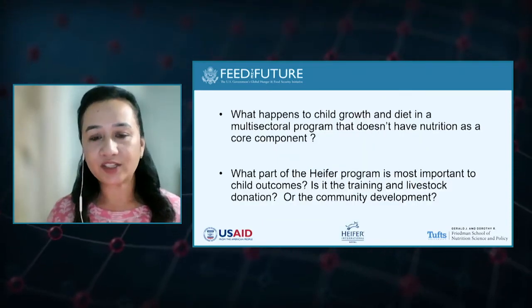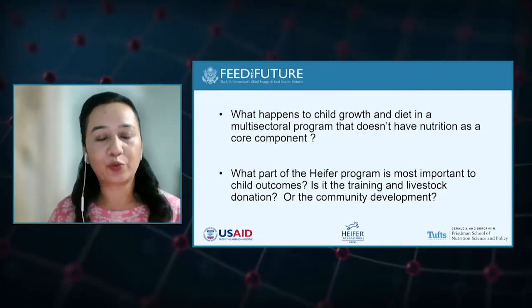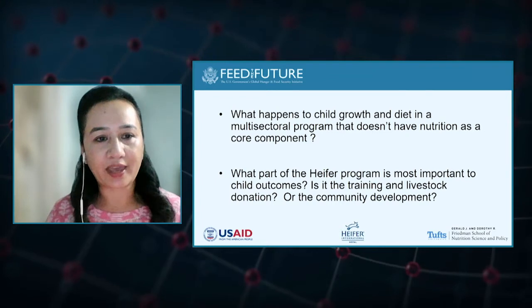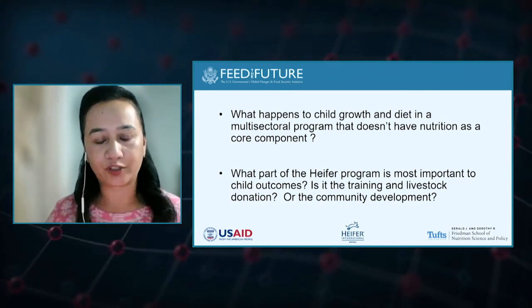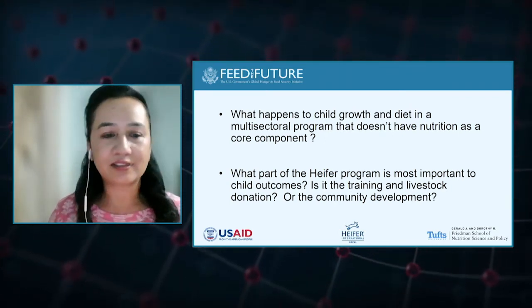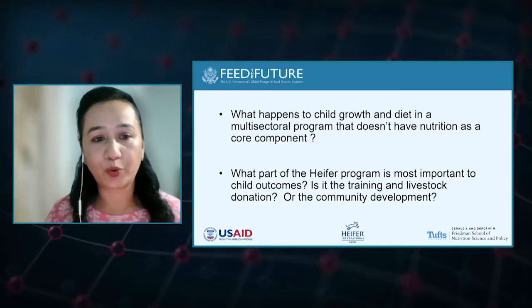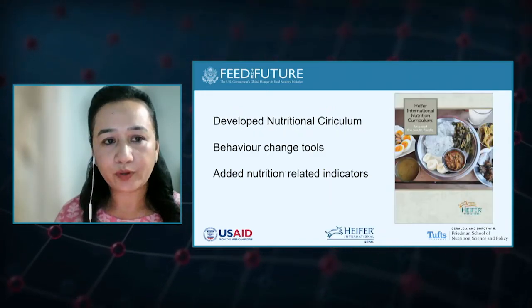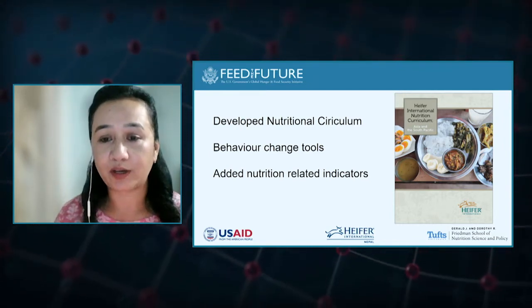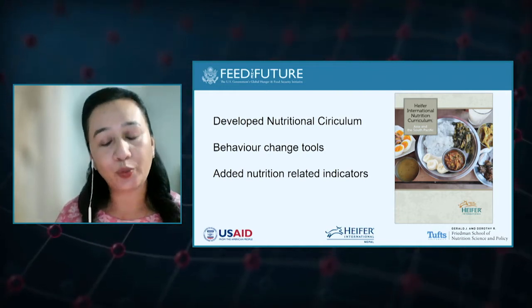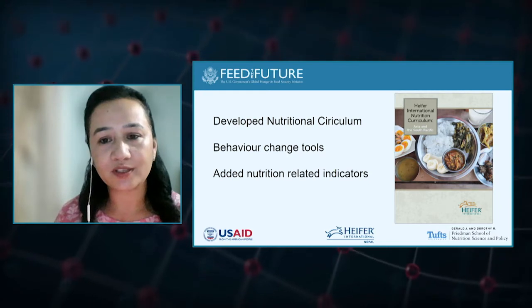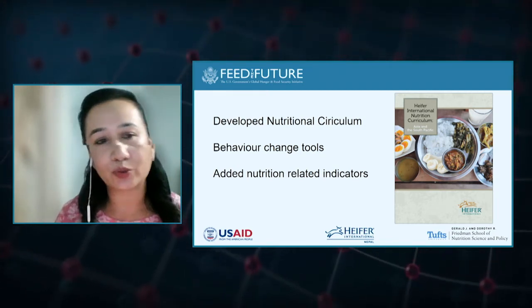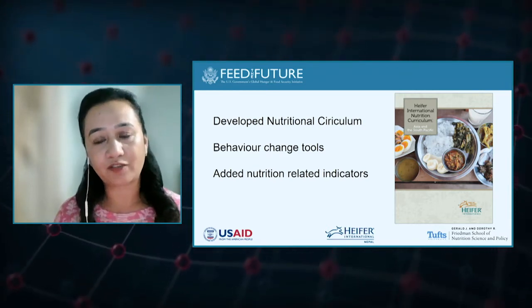And we started our journey with NIL, trying to understand what nutritional impact our work brings to child growth and diet, when there's not a definite core component of nutrition there. So that was our first project that we did with NIL. And second, we also looked at what part of the Heifer program is important to child nutritional outcomes. We quickly saw that there was a need for a specific focus on the nutrition work that we did. Though we produced food and talked about consumption, we did see very quickly that there was a need for focus. So we developed nutrition curriculum, looked at behavior change tools, and had nutrition indicators specified in the programming we did.